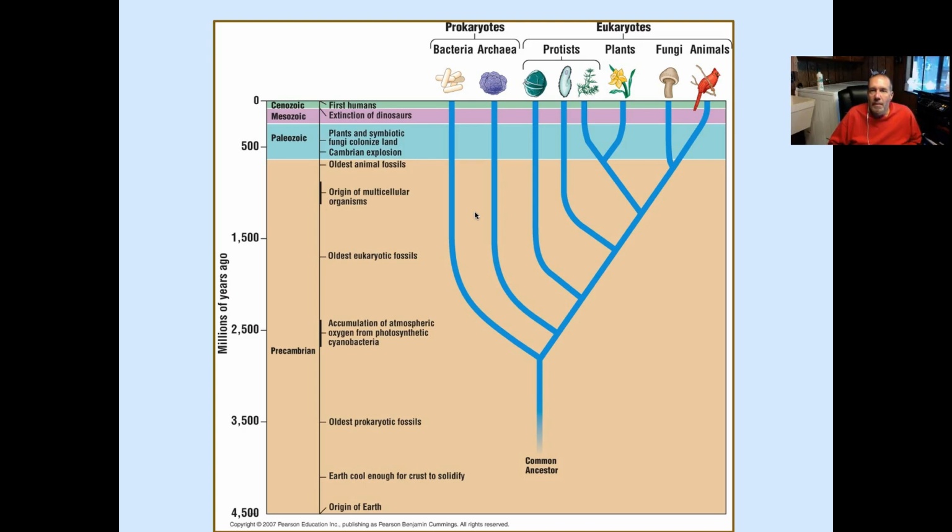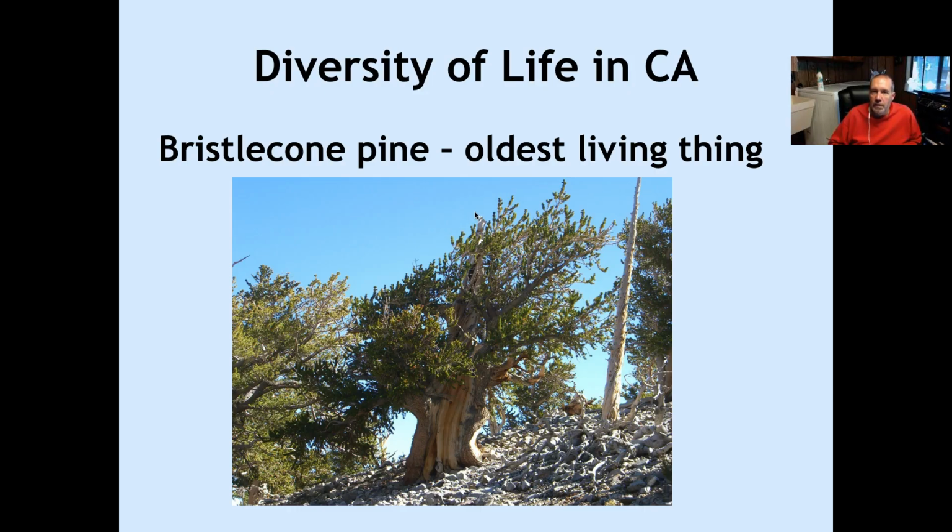Here's sort of a taxonomic tree just showing how life evolved from common ancestors, given lots of time. Again, notice the time frame there is in millions of years, so 4,500 millions of years is basically 4.5 billion. So given all that time, we were able to evolve the diversity of life. And in California specifically, we have a huge diversity of life. Again, so many interesting things.